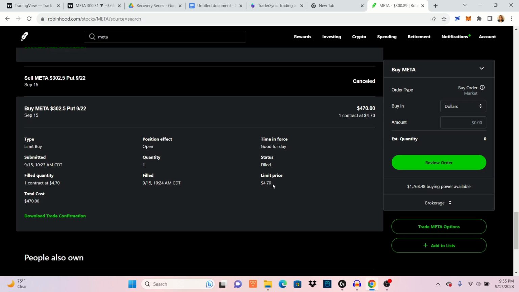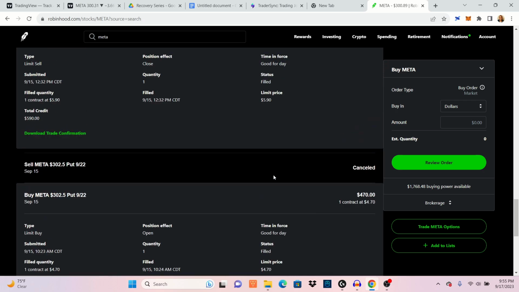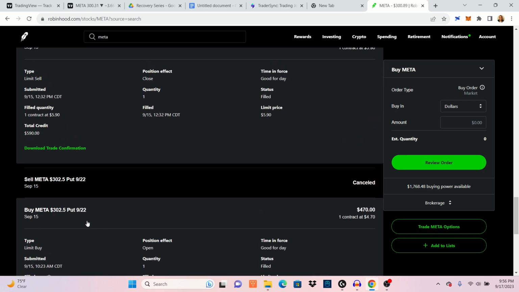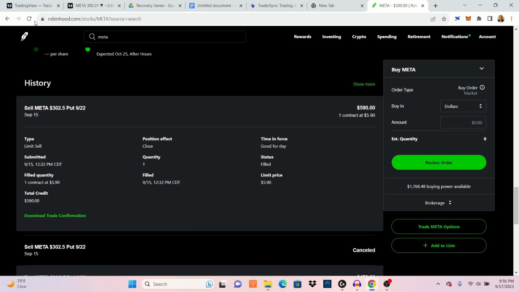Now, I'm going to show you a simple break and retest strategy that I use to turn my Meta put contract into a profitable $120 gain. So here it is. Pretty much on Friday, September the 15th, I purchased the contract for $470 and I sold it for $590. These are put contracts.